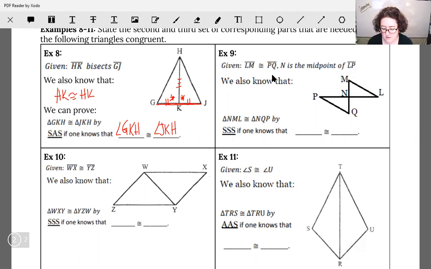Okay, number 9. We know that LM and PQ are congruent, so mark them congruent. N is the midpoint of LP, so I'm going to trace LP. That means that one gets cut perfectly in half, so mark your 2 congruent pieces. So what else do we know? It's a bow tie diagram, so I could also do angles in the middle, but that's not going to help me out too much. We also know vertical angles.